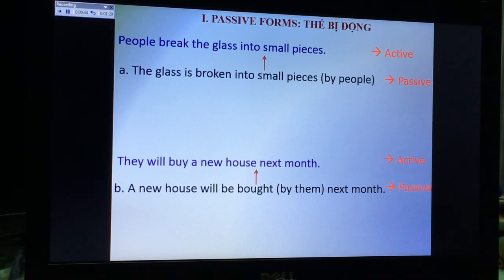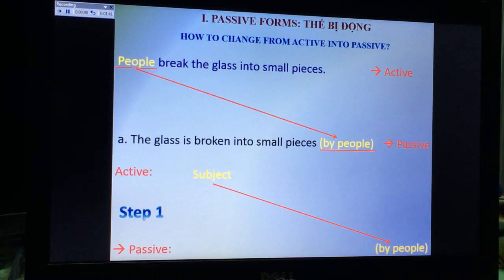So, how does it become that? Now, I help you to understand more. First, we explore how sentence A becomes like that. Now, look at the sentence A. The glass is broken into small pieces. It is from the active sentence. People break the glass into small pieces. To change from an active to a passive, now you look at the red arrow. First, we bring people to the back of the passive sentence, and then we put by before it.